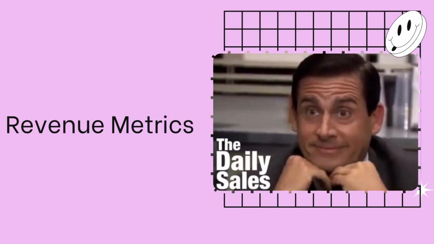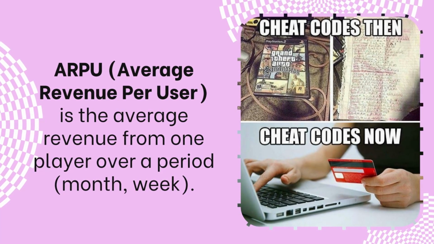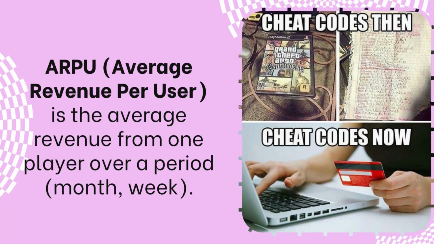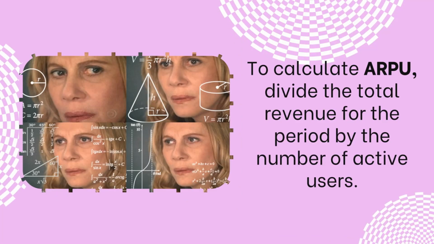Revenue metrics. How much can we earn from the game and how can we cover the costs? Average revenue per user is the average revenue from one player over a period, month or week. To calculate average revenue per user, divide the total revenue for the period by the number of active users. Average revenue per user is compared to, for example, CPI.